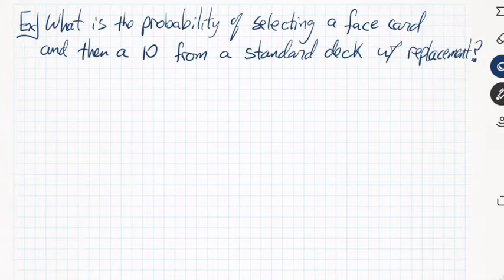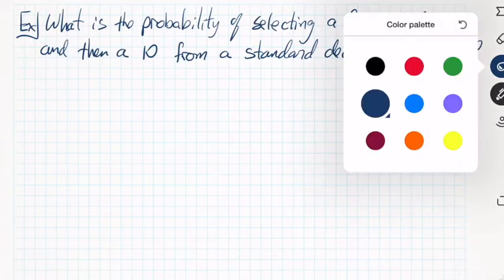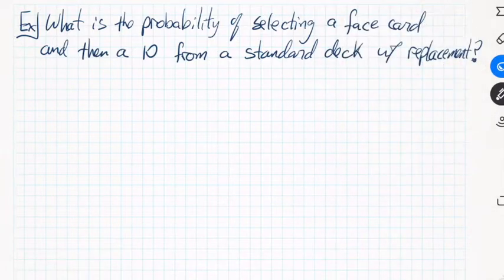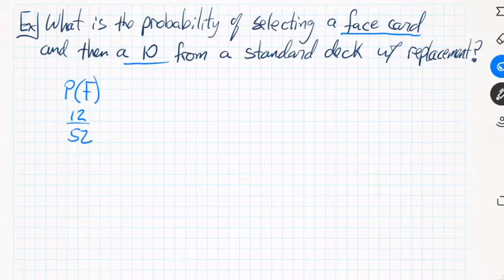Alright, so what is the probability of selecting a face card and then a 10 from a standard deck of cards with replacement, or putting the first card back? Okay, so it's going to be an and, there's two events going on here. We have a face card event and we have a 10 event. So how many face cards are in a deck of cards? Well, there's the Jack, Queen, and King of 4 suits, so that gives me 12. So the probability of face is going to be 12 out of 52.